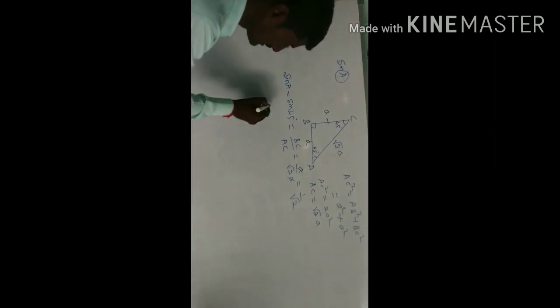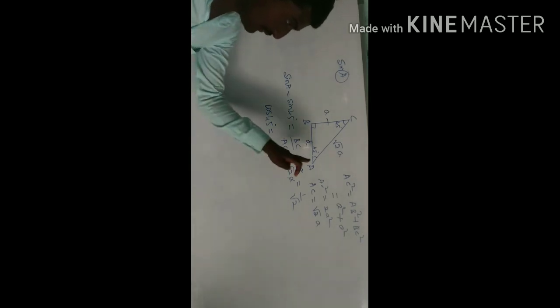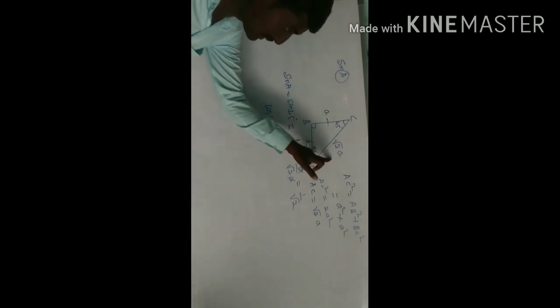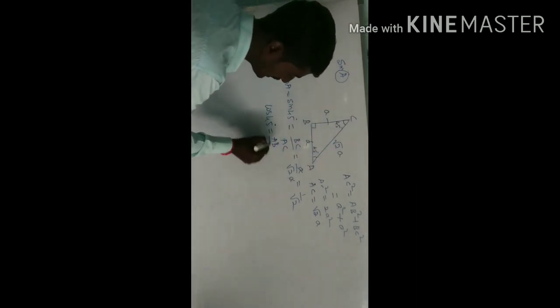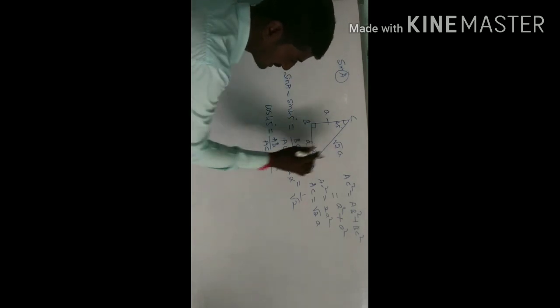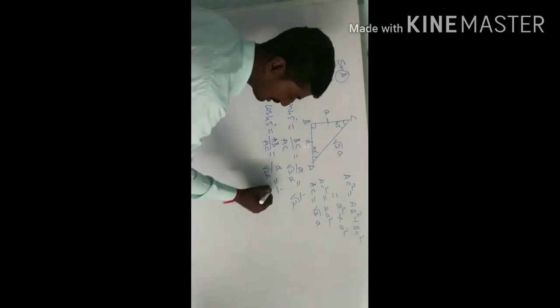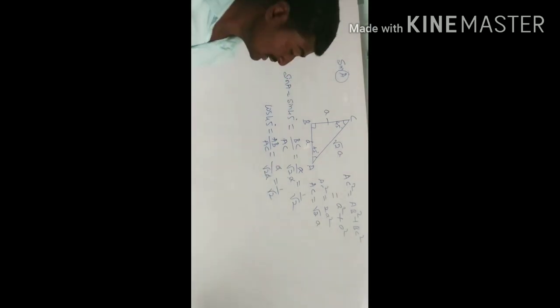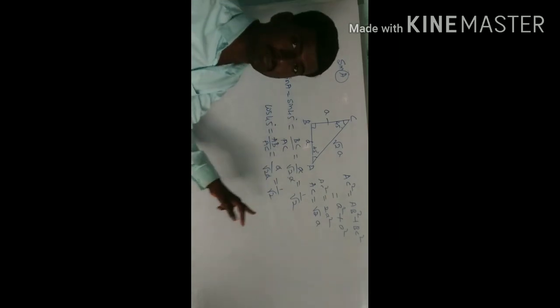If I take cos 45 degree, what does it mean? Cos is adjacent by hypotenuse, that is AB divided by AC. AB value is A and AC value is root 2 A. A gets cancelled, so again you are getting 1 by root 2. So sin 45 degree is 1 by root 2, and cos 45 degree is also 1 by root 2.